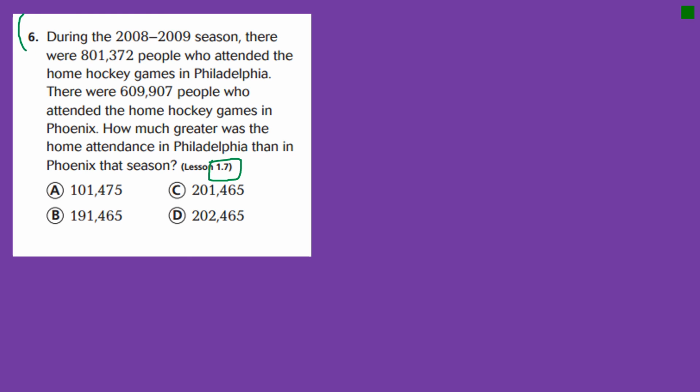All right, I'm going to read it starting now. Here we go. During the 2008-2009 season, there were, ooh, look at this whopper, 801,372 people who attended the home hockey games in Philadelphia. Okay? Look at that big number. Think about how you would read that. And there were 609,907 people who attended the home hockey games in Phoenix.